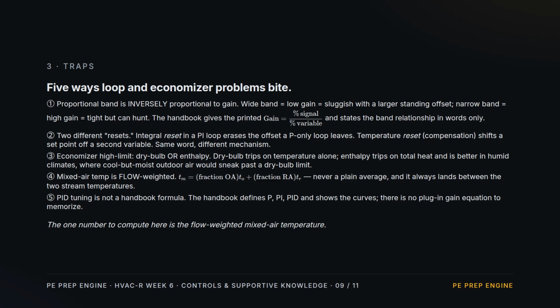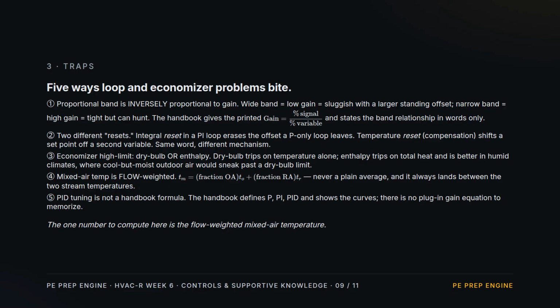Traps: 5. 1. Proportional band is inversely proportional to gain. Wide band, low gain, sluggish with a larger standing offset. Narrow band, high gain, tight but it can hunt. And only the gain equation is printed. The band relationship is stated in words.